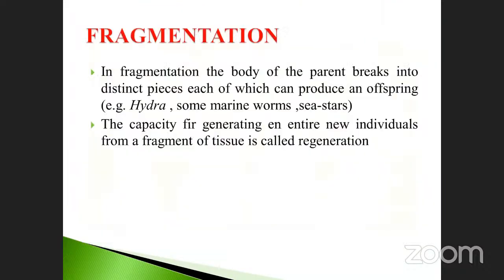Okay, so what is the next one? See, the last one is called fragmentation. What is the meaning of fragmentation? In fragmentation, the body of the parent breaks into distinct pieces, each of which can produce an offspring. Take the example of Hydra. It can fragment, undergoing the process called fragmentation. It can be split, and each and every body part grows into a new offspring. Some marine worms, starfish, planaria, like that, all have fragmentation.